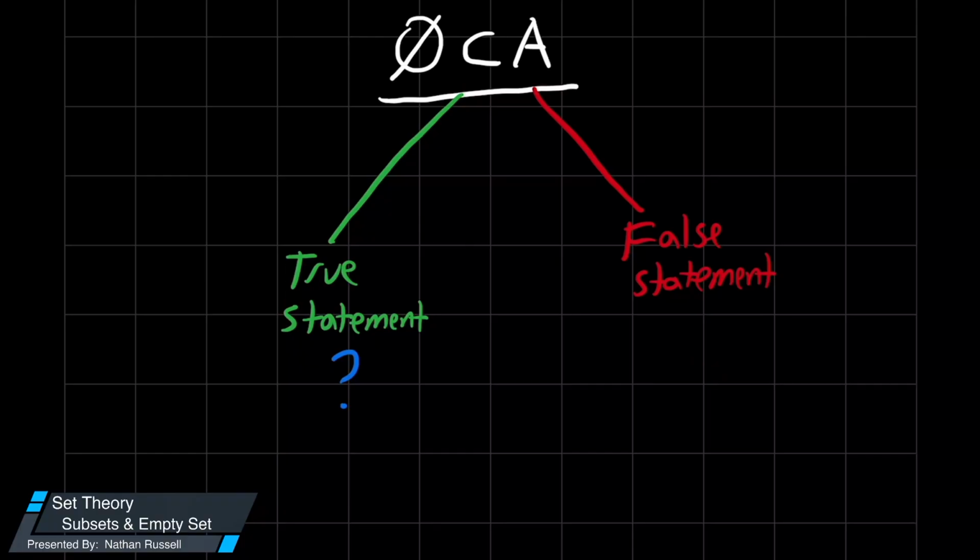We didn't really make much headway with this. If this is a false statement, which means the empty set is not a subset of A, that must mean that there's something in the empty set that is not inside of A. Immediately, we see the contradiction.